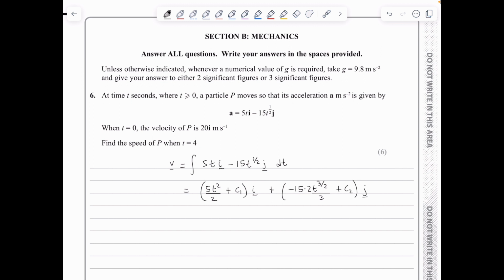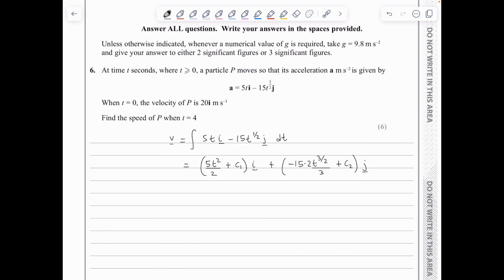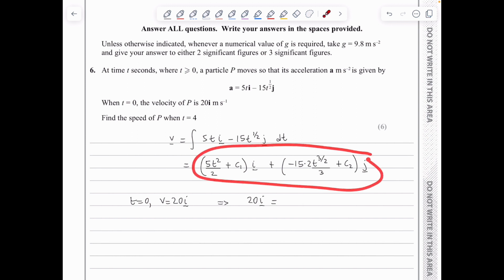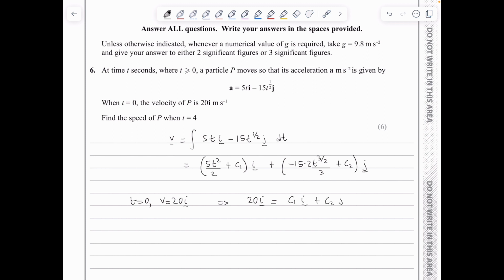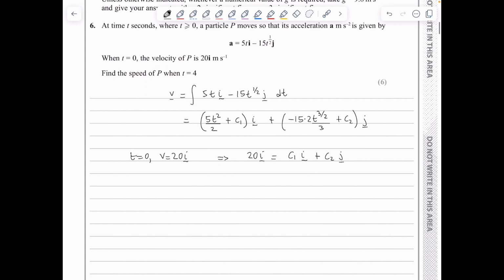We know that when t is 0, then v is simply 20i. So I can equate the 20i with the expression I obtained here with t substituted with 0, which leads to c1i plus c2j. Now if I equate the i components, I see that c1 is 20, and if I equate the j component, I can see that there is no j on the left hand side, and therefore c2 must be 0.